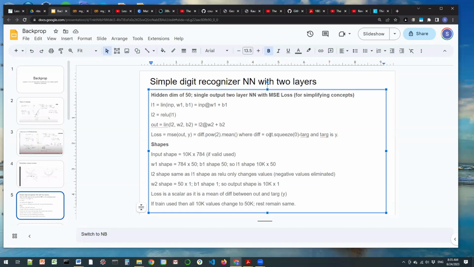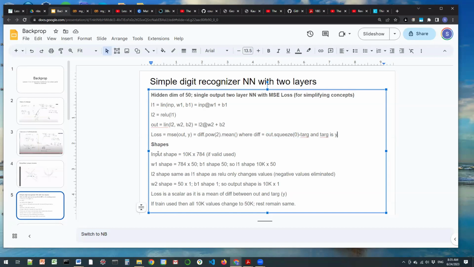And the difference is the out dot squeeze. And we'll look at the notebook to understand why this particular modification of the shape is needed in order to get the correct subtraction. And the target, as we well know, is the y, which is the integer value.